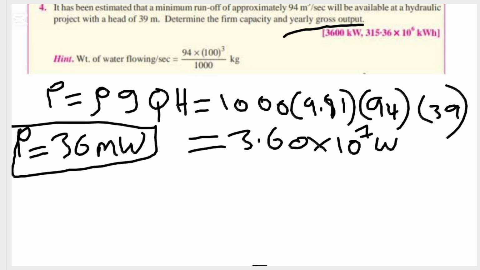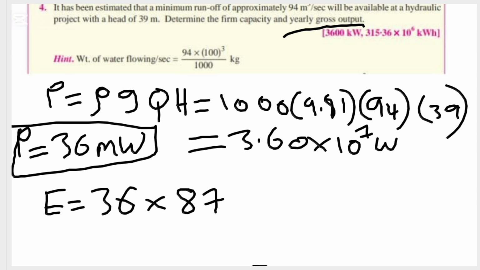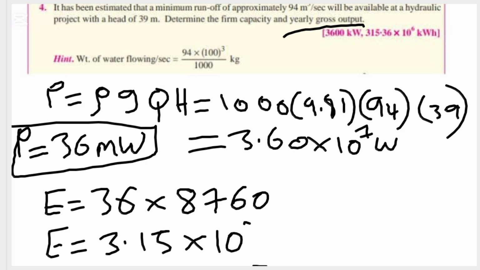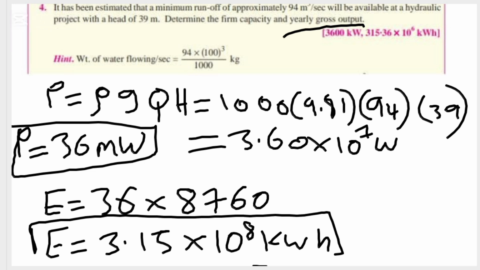So the next thing that I'm going to do, I'm going to find the yearly output. It says the yearly gross output. Yearly gross output will now be equals to E. I will say the 36 megawatt, I will multiply by 8,760. So therefore this will now be equals to 3.15 times 10 raised to the power of 8 kilowatt hour. So this is a yearly output.